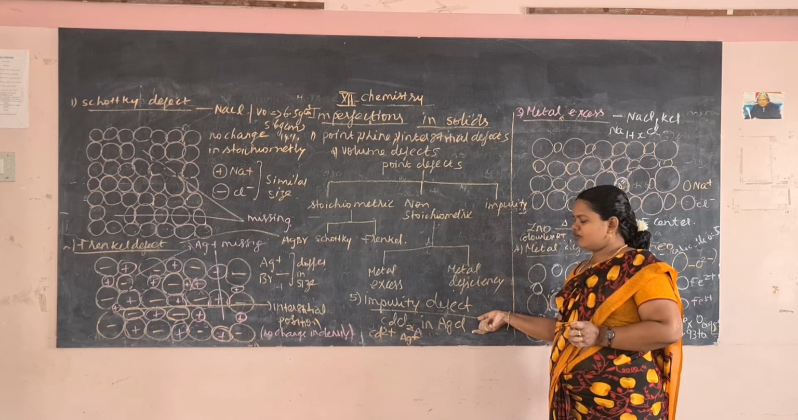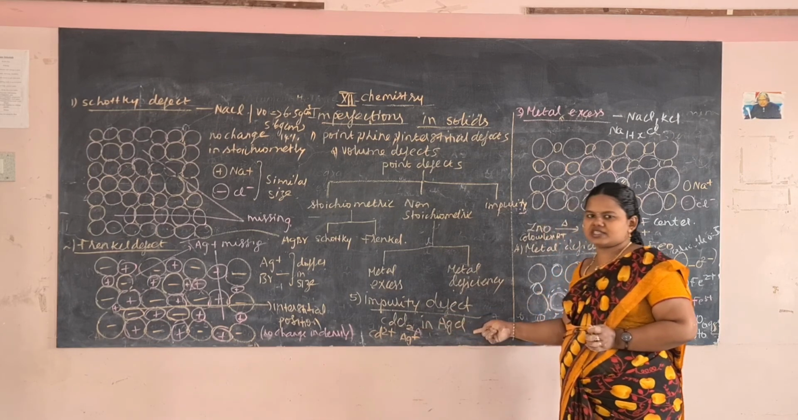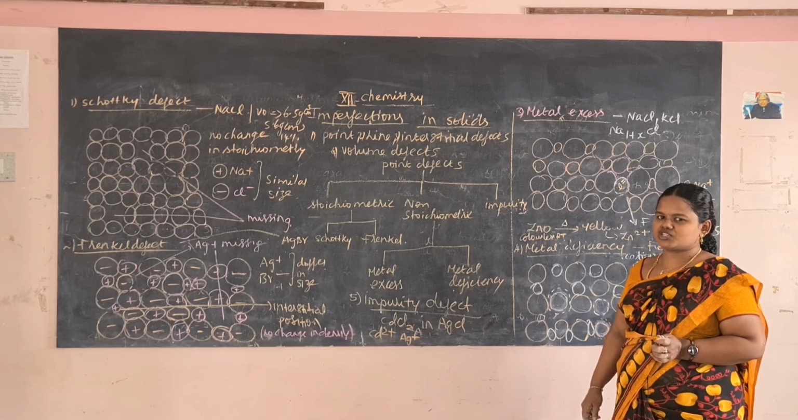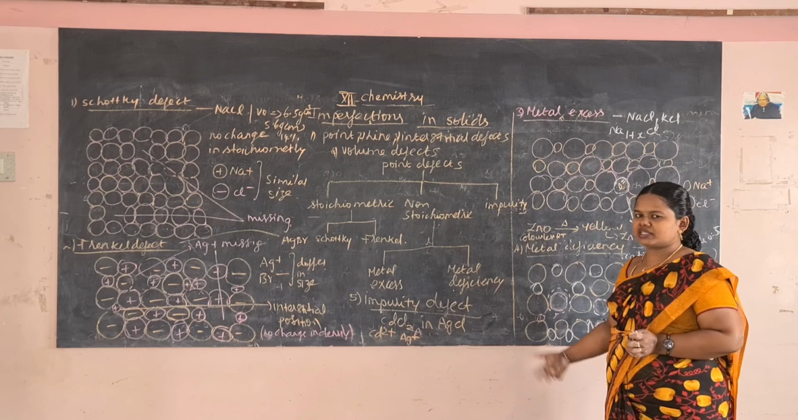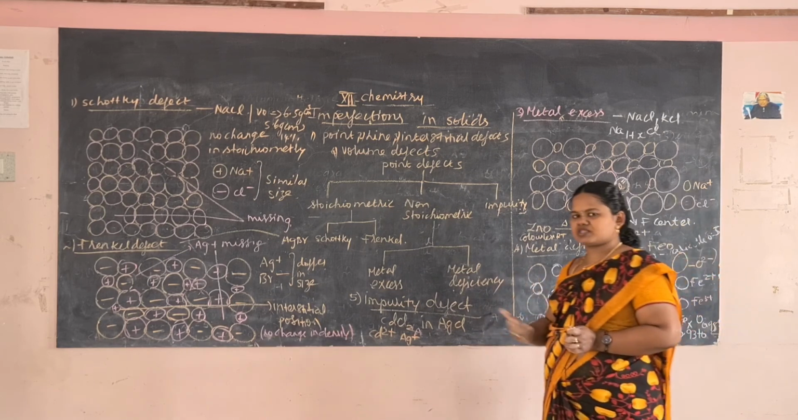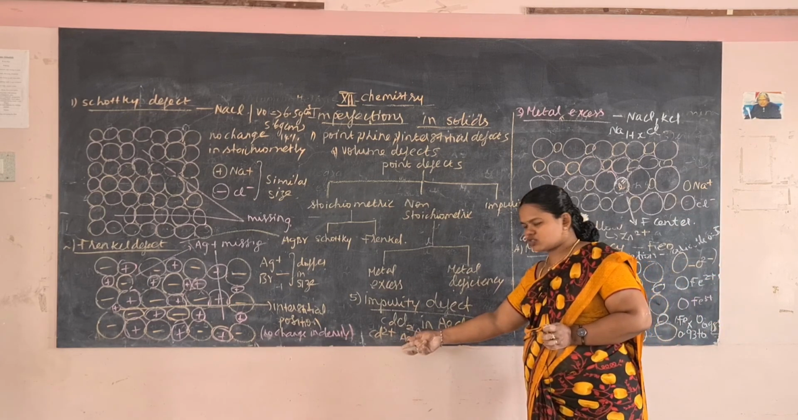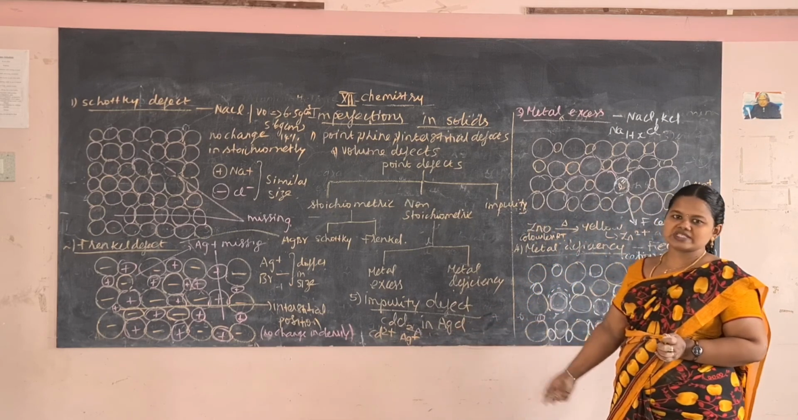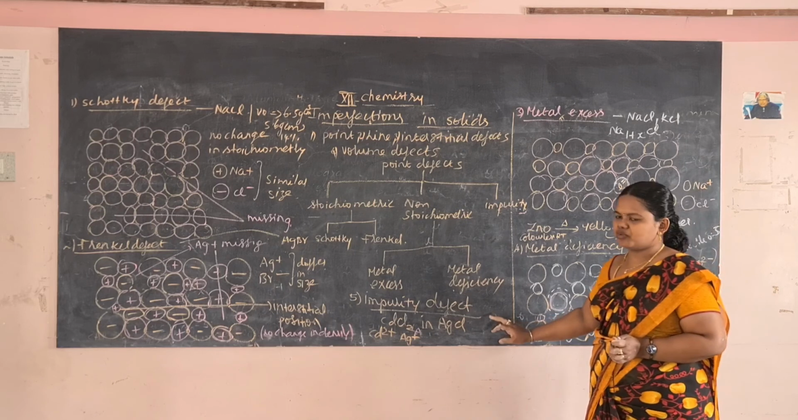In the impurity defect, this defect arises due to the adding of impurity ions in the solution. For example, CdCl2 is added in AgCl. What happens? The Cd2+ will occupy the Ag+ position. So in order to maintain the electrical neutrality, the Ag+ will leave the lattice, and this is known as impurity defect. This impurity defect is used in doping and it is used to prepare semiconductors.